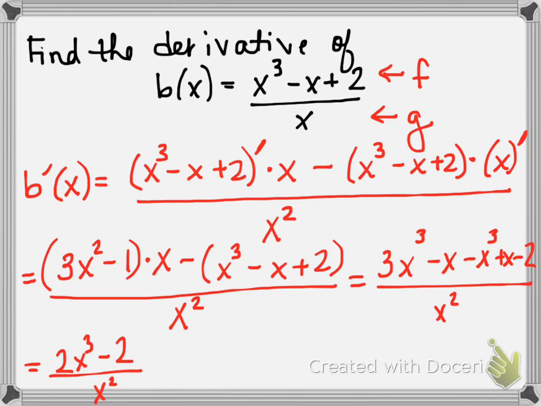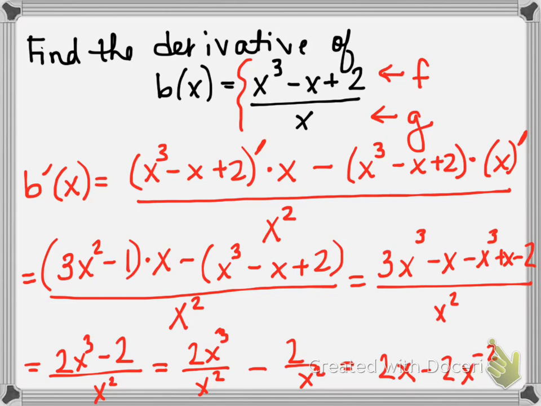So let's try to make it look like it did in class. We had it as two separate fractions instead of all together. So this is the same as 2x cubed over x squared minus 2 over x squared, or in other words 2x minus 2x to the negative 2, which is exactly what we did when we rewrote this quotient in a different way in order to just use the sum principle and the power rule.